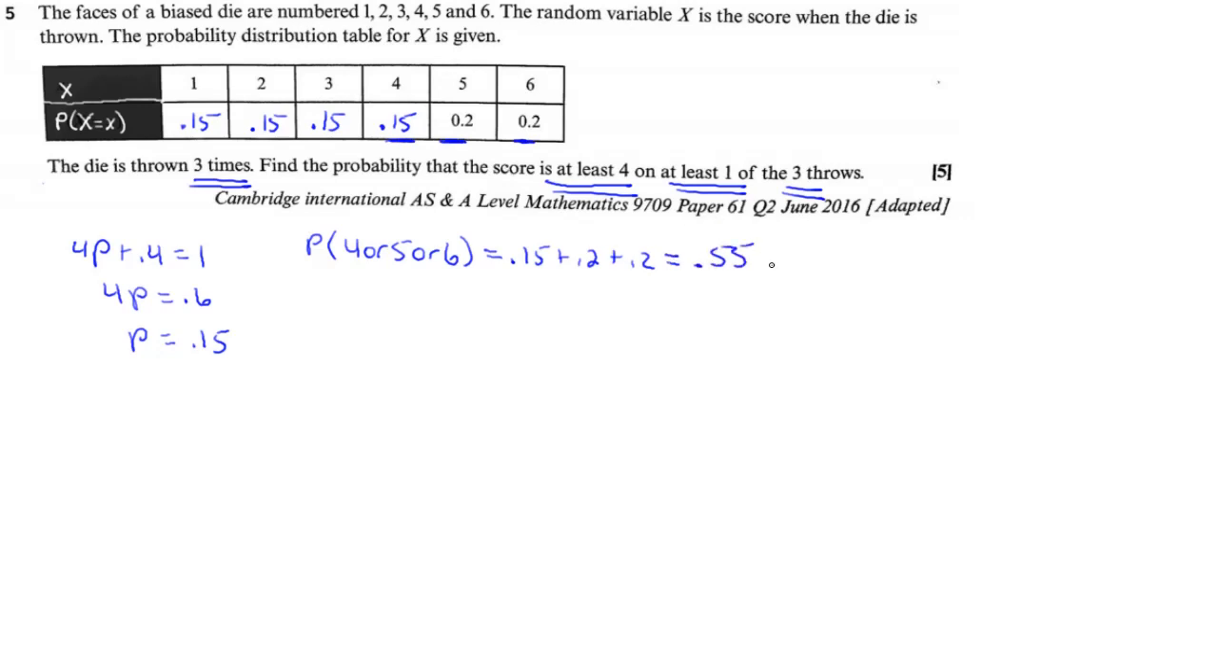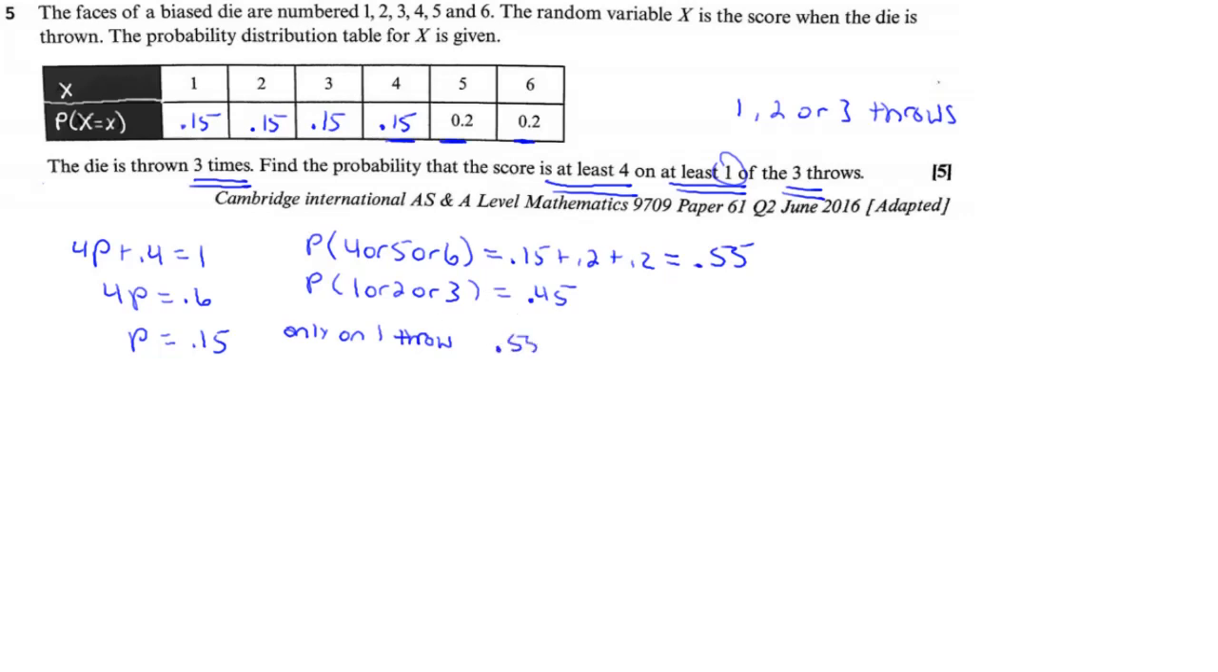Now, if getting a 4, 5, or a 6 is a probability of 0.55, that means that getting a 1 or a 2 or a 3 has got a probability of being a 0.45, because that's everything else. All right, we're going to use this information. We need to know now what's the probability of that happening in one of 3 throws. That means that we're interested in 1 throw, or it happening in 2 throws, or in 3 throws. So we have to look at each situation.